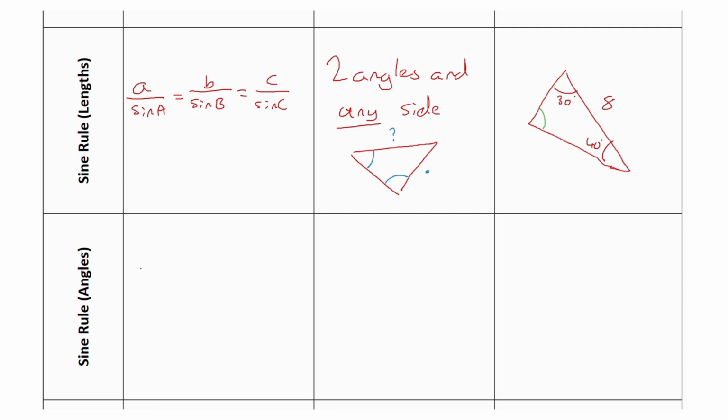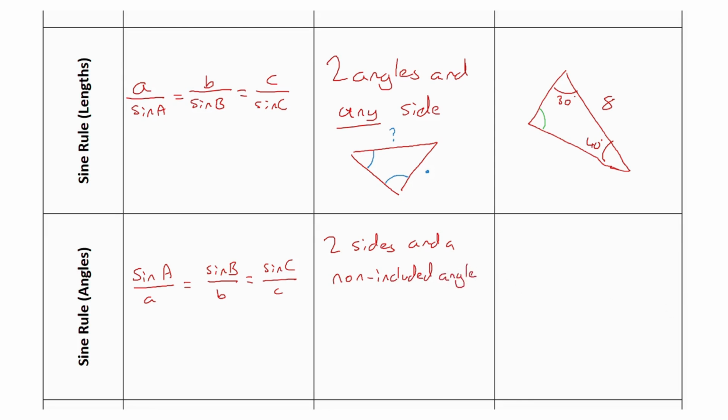The sine rule for angles is very, very similar. It is just the reciprocal of this formula. And now this is the one that you are not explicitly given in the formula booklet, but it is just the reciprocal of the one above. So hopefully you can see that that's easy enough to work out. And we use this one when we have two sides and a non-included angle. If we have the included angle, we would use the cosine rule.